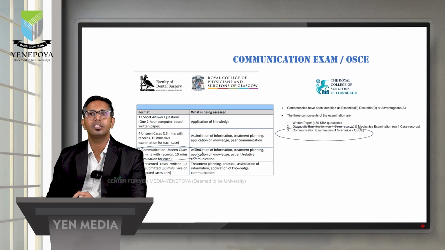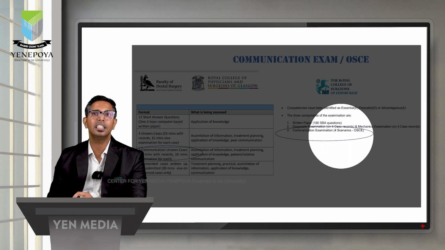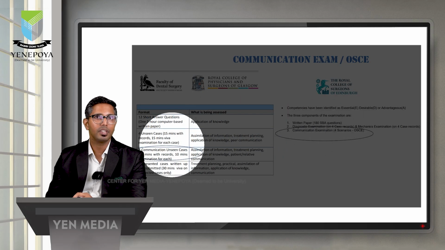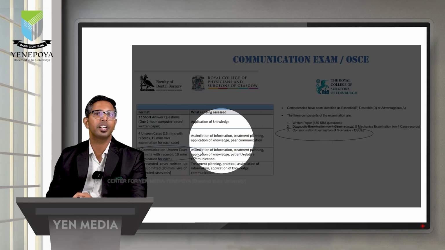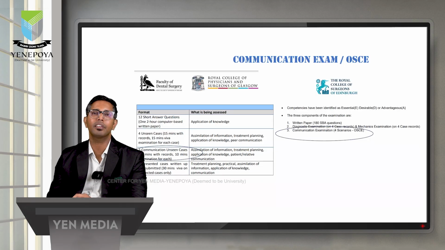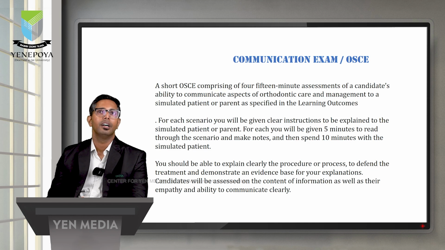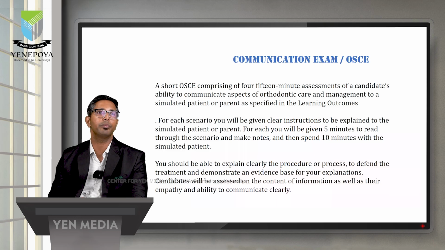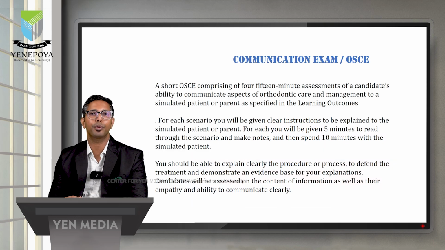Next section is the communication section. If you see, the communications section is seen in both of them, that is there in Edinburgh as well as in Glasgow. They will give you 10 minutes with the records, 10 minutes examination for each. Assimilation of information, treatment planning, application of knowledge, patient-relative communication. For each scenario, you will be given clear instruction to be explained to the stimulated patient or parent. You should be able to explain clearly the procedure or the process to define the treatment plan and demonstrate an evidence base for your explanation.